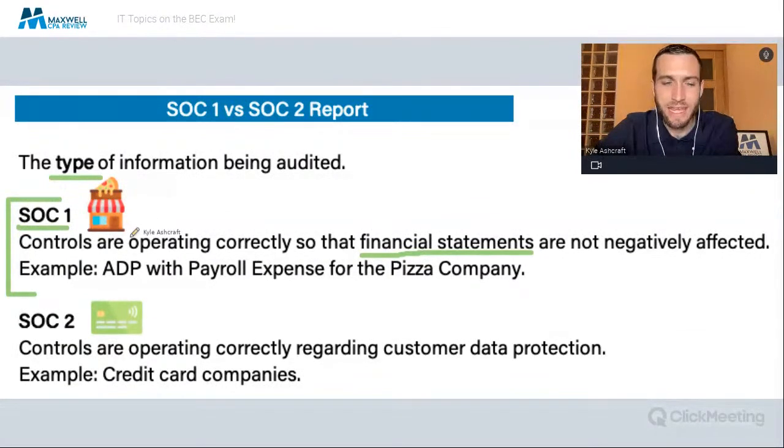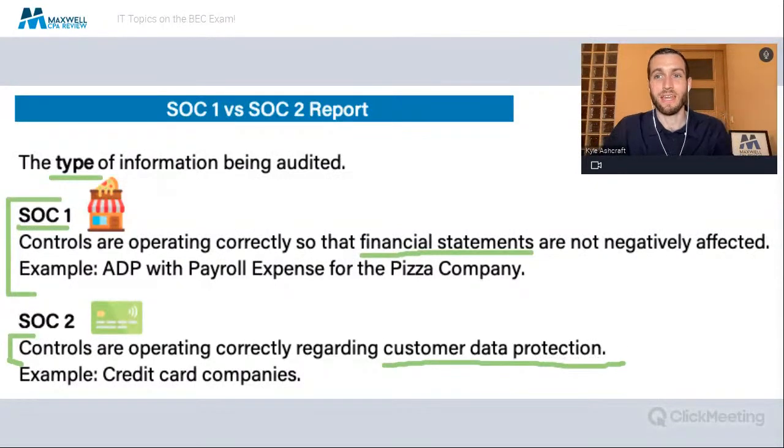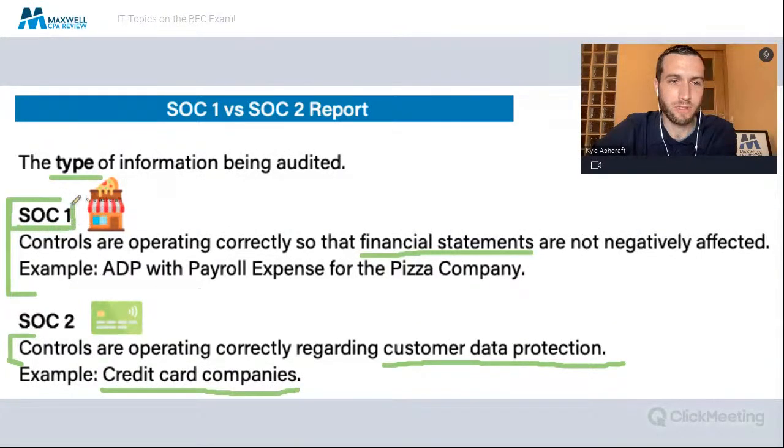But there's a SOC 2 report, and this is talking about the controls in terms of how they're operating for customer data protection. So we're looking at how customers' data is being protected. It's not very relevant for a financial statement audit, but if you are a credit card company, it's going to be very important for you to get that SOC 2 report. But we're going to be mostly dealing with SOC 1 reports, and it's a type 1 if it's looking at it as a point in time and not the operating effectiveness, and it's a type 2 if it's looking at it over a period of time and looking at the operating effectiveness. So that's how the SOC reports work.